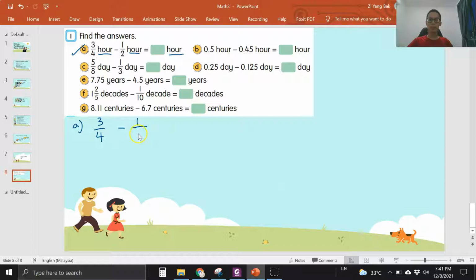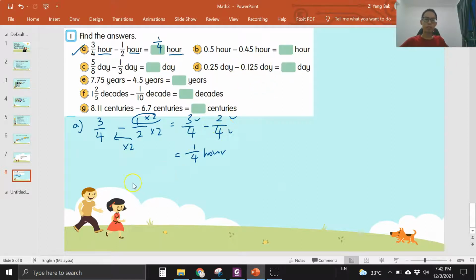The smaller number you can change to a bigger number. So 2 you need to times 2 to become 4. So the bottom times 2, the top also times 2. So we get 3 over 4 minus 1 times 2 is 2, 2 times 2 is 4. And then 3 minus 2 is 1. The bottom copy. So 1 over 4 hour.